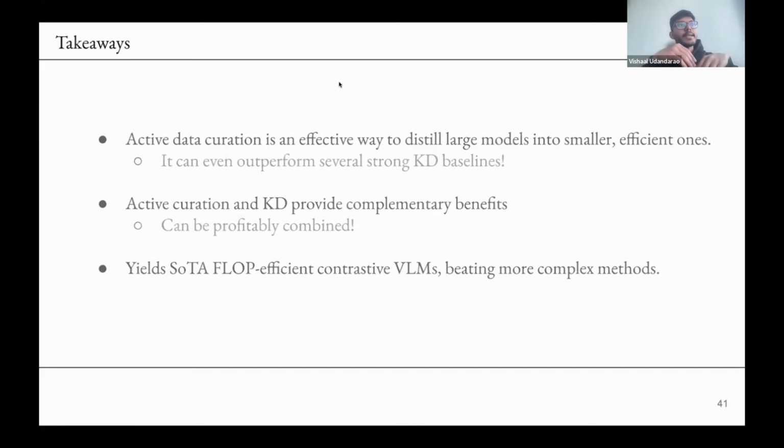And obviously, the second thing is you don't want these to be orthogonal to each other, because we show in our experiments that even if you do data curation, plopping on the knowledge distillation piece is going to give you complementary benefits. And finally, we just showed that our models with this recipe are currently state-of-the-art FLOP-efficient contrastive VLMs.